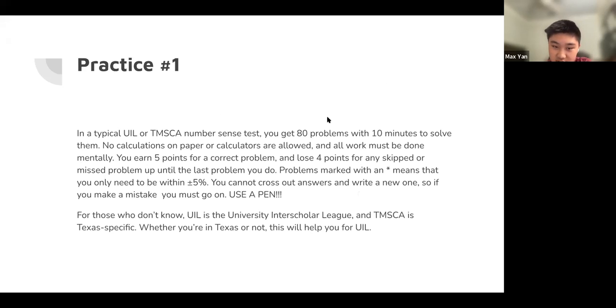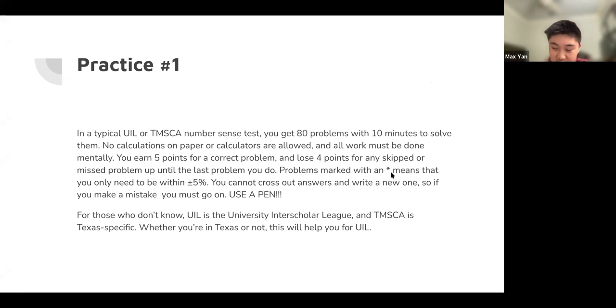In a typical UIL number sense test, you have 80 problems and 10 minutes to solve them. You have no calculations on paper, and calculators are not allowed. All work must be done mentally, and you earn 5 points for a correct problem and lose 4 points for any skipped or missed problem until the last problem you do.